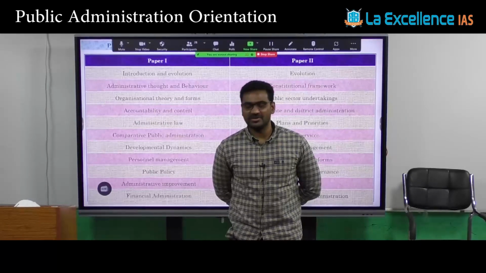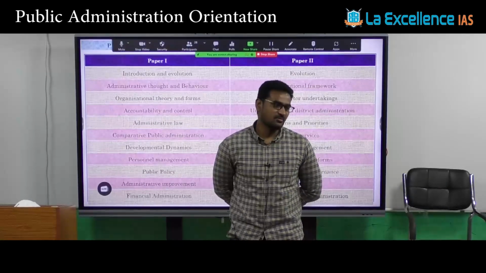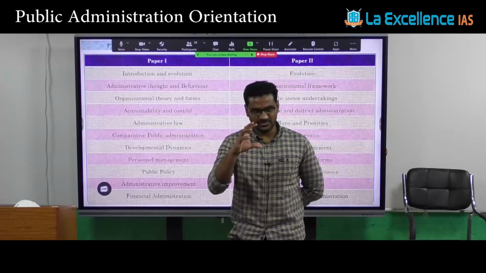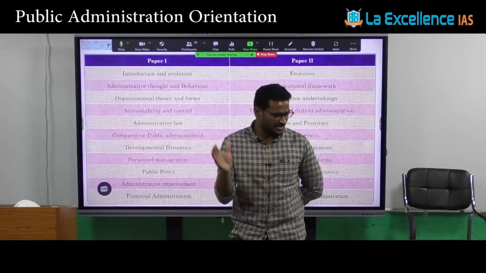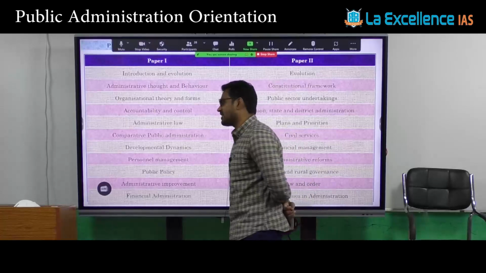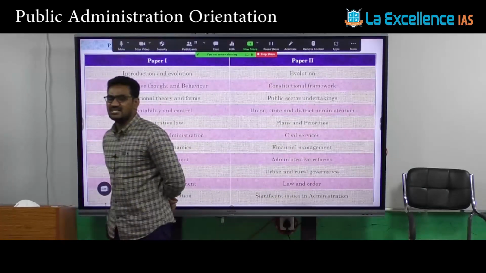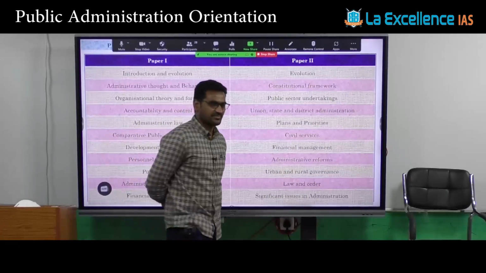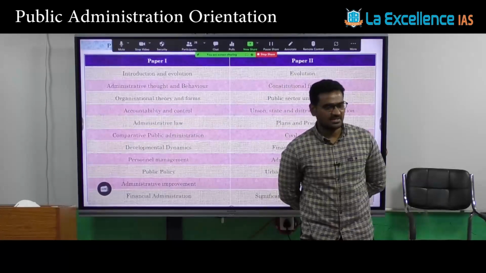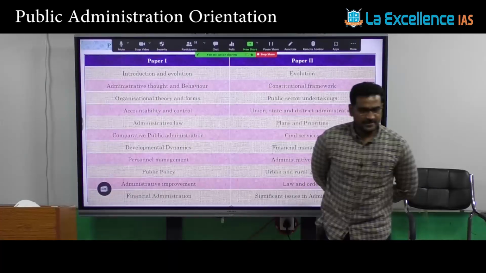So for paper 2 there is a book called Fadia and Fadia, a fear-mongering book of this much size, but it's very good. It covers the entire paper 2. Fadia and Fadia, Indian Administration by Fadia and Fadia. Okay, these are some books which you can start with, right? And every chapter has some important books which we'll discuss.